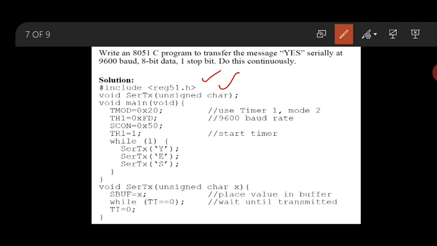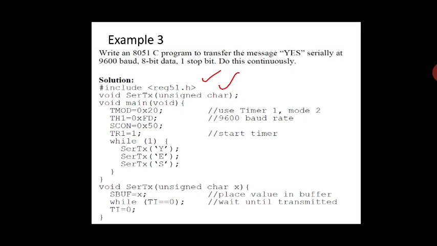Okay, the TMOD will be equal to 0x20, which means timer 1 is used in mode 2. This is all standard. I hope you understand 9600 baud, or you can use -3, that is also fine. You just use -3, that is also correct. Okay, SCON is 0x50, and we did not change it. TR1 is 1, the timer is started.